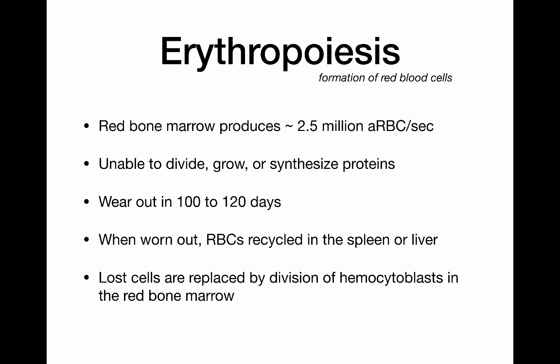And we're constantly, so if we're making 2.5 million red blood cells per second, we're also losing them at about the same rate, right? Because your count stays steady. So as we lose red blood cells, we make more. So again, it's that hemocytoblast that's constantly differentiating in the red bone marrow to replace all these red blood cells that are lost.